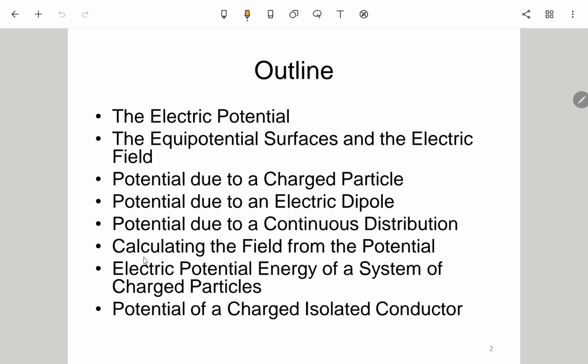And then we'll talk about calculating the field from the potential, and then the electric potential energy of a system of charged particles. Electric potential energy, of course, is related to the electric potential, and then the potential of a charged isolated conductor.